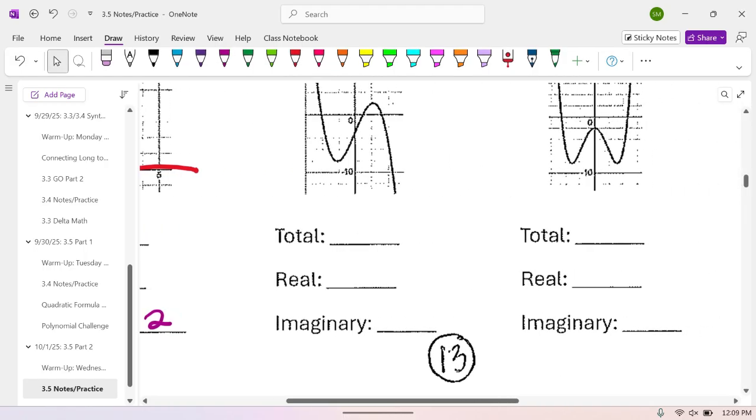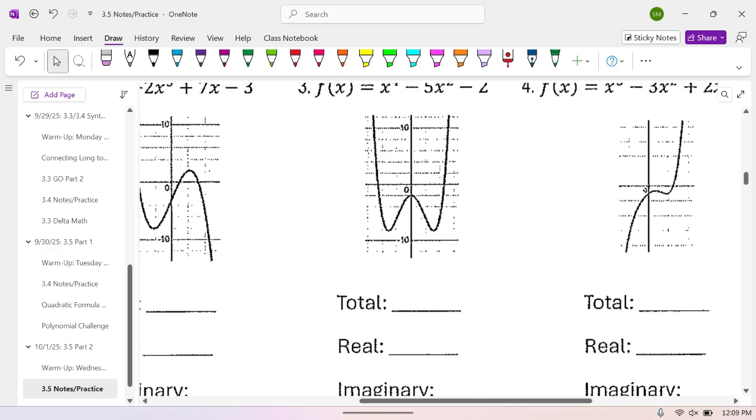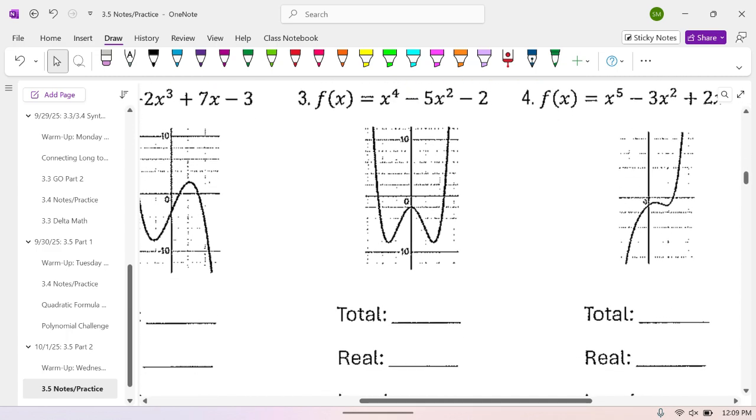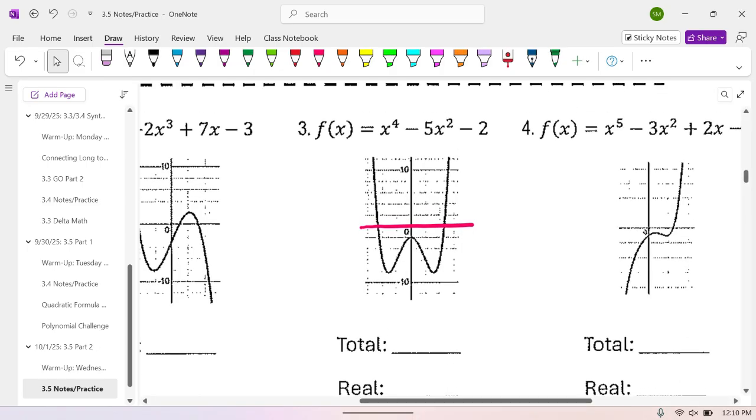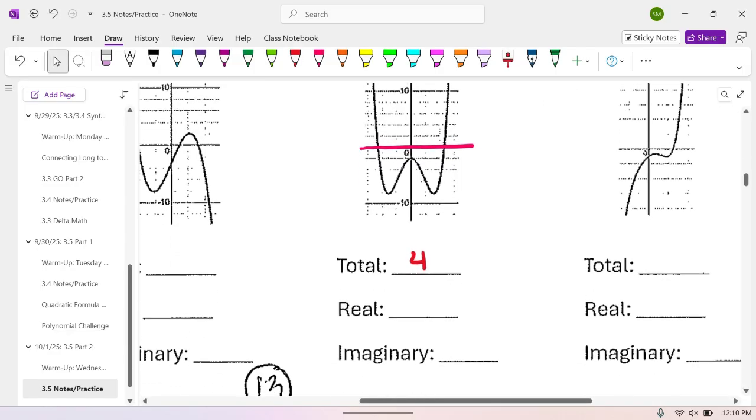All right. We'll just do one more for good measure. Look at number 3. So again, it's hard to see, but the x-axis is right here. So Layla, pick someone to tell me what the degree is. All right, Julian, what's my degree of number 3? 4. So that means how many total roots do I have? 4. All right, pick someone to tell me how many real I have.